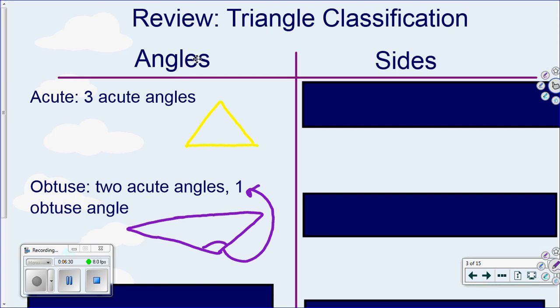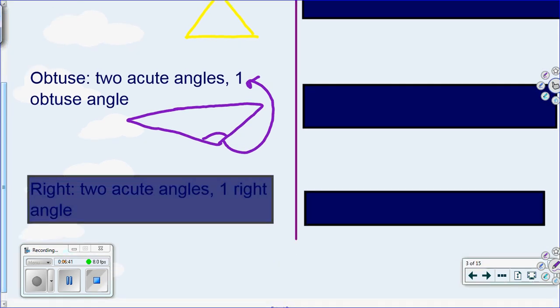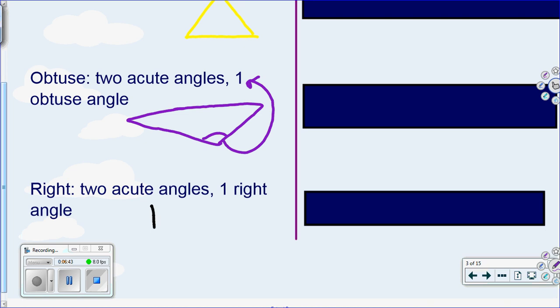And lastly, so types of angles: acute, obtuse, and a right angle. How much does a right angle equal? A right angle? Thank you, 90 degrees. So here's my example. Sometimes it'll have that symbol. That symbol tells you that it is 90 degrees, and it makes a right triangle.